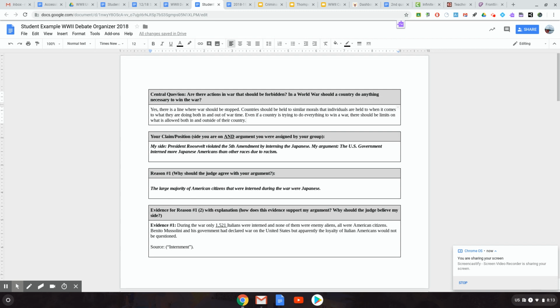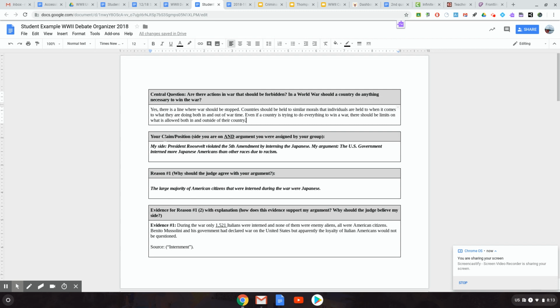So the first thing that you will be asked to do is a central question. Are there actions in war that should be forbidden? In a world war, should a country do anything necessary to win the war? Just giving us a couple sentence answer, like you can see that the student did here, explaining kind of how you feel about those central questions.